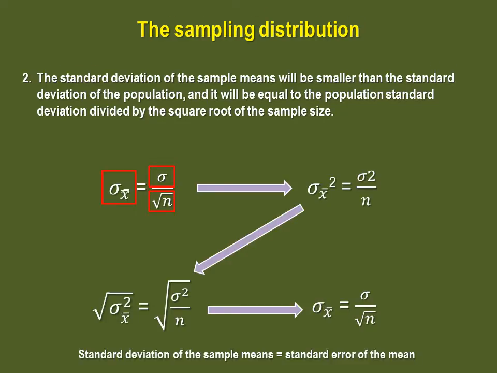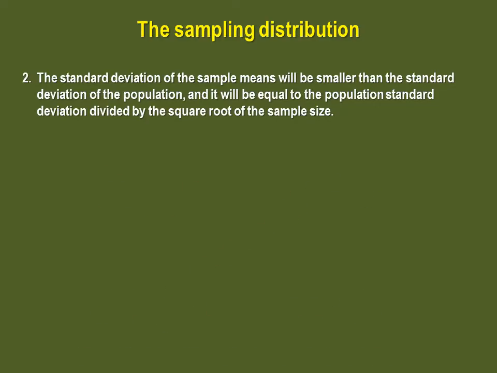Now, saying standard deviation of the sample means is rather wordy, so we can replace that simply by standard error of the mean. The first part of the property makes sense when you stop and think about it. The vast majority of the means you will calculate will be well within the range of your population. So by default, the range of your sampling distribution will be smaller than the range of your population. This will also be reflected in your standard deviations.